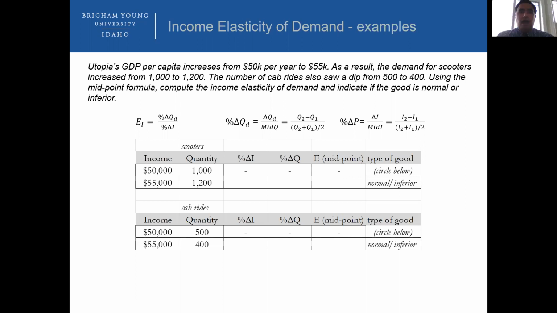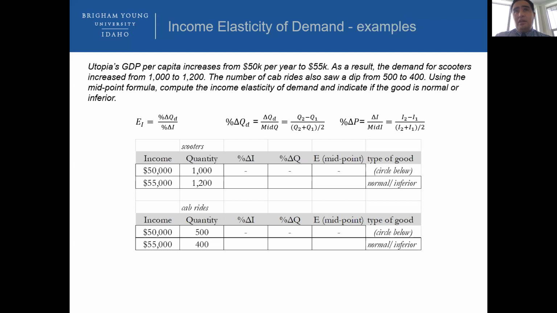And for this one, I came up with a little bit of an example. I made up a town called Utopia. Let's say their GDP increases from 50,000 a year to 55,000. As a result, demand for scooters goes up from 1,000 to 1,200. The number of cab rides saw a dip from 500 to 400. Using the midpoint formula, let's compute the income elasticity of demand and indicate if the good is normal or inferior.